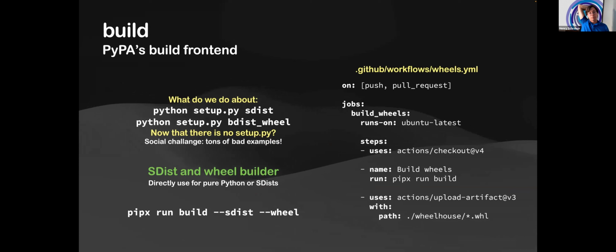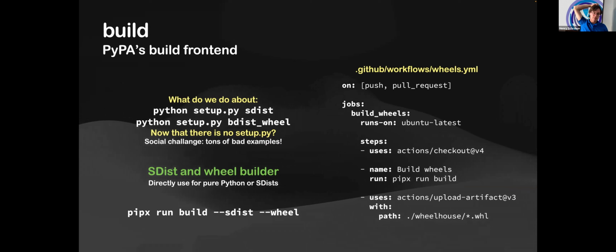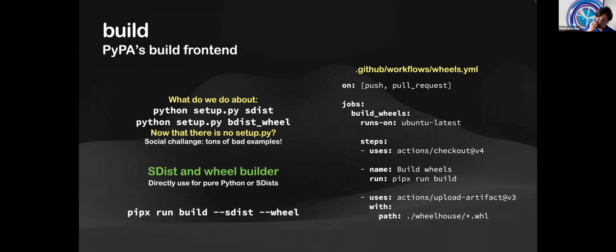Just a quick mention on build, which is the build front end. There's lots of examples out there that show this: python setup.py sdist, python setup.py bdist_wheel. That doesn't work if you don't have a setup.py. You're just running Python, and it's got all sorts of issues, like you can't tell it what you depend on if you're just running a raw Python file. So this is replaced by build.